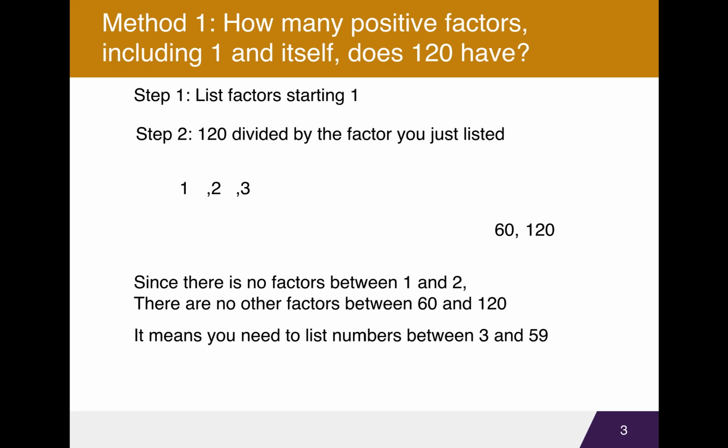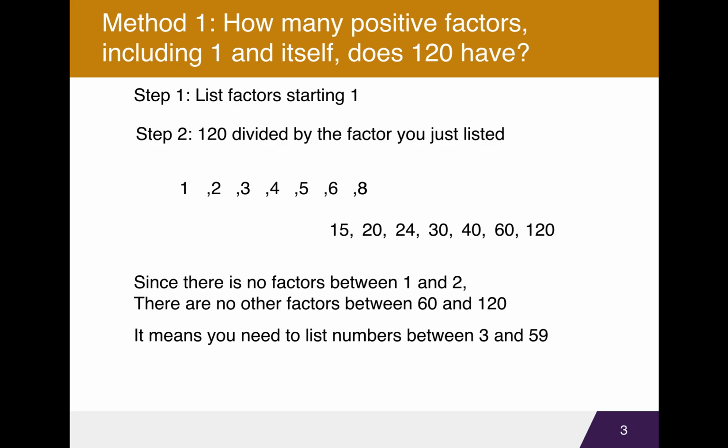So the next one is 3. 120 divided by 3 equals 40. Next one is 4. 120 divided by 4 equals 30. Next one is 5. 120 divided by 5 equals 24. Next one is 6. 120 divided by 6 equals 20. Next one is 8. 120 divided by 8 equals 15.